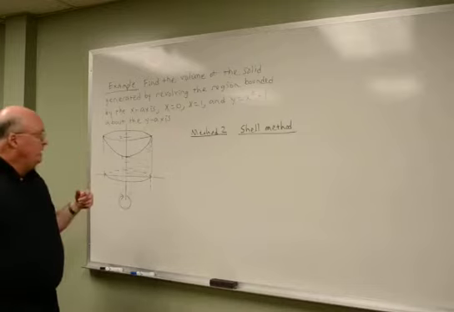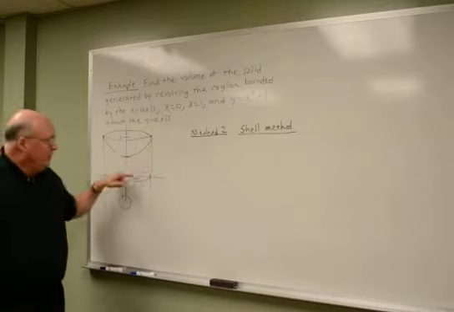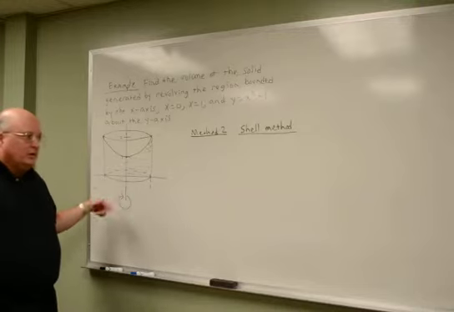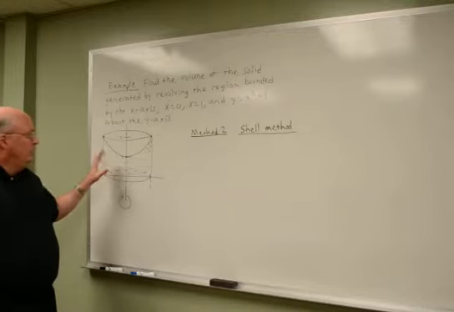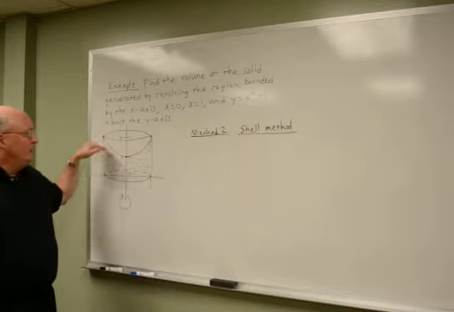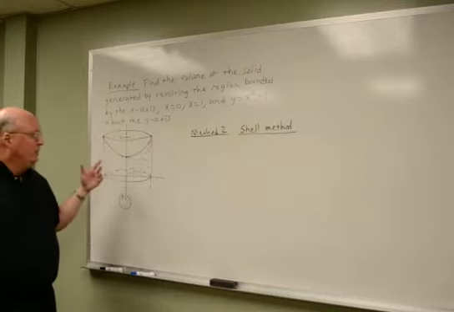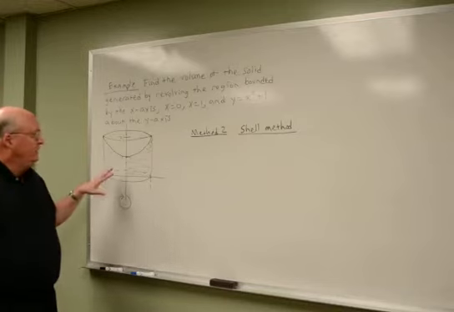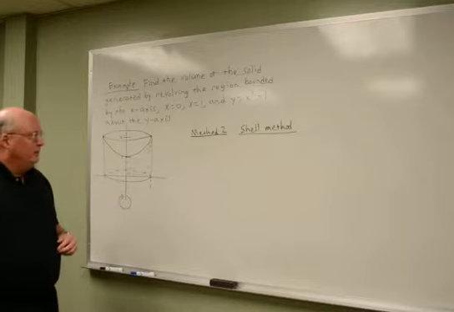So in the PinCast, we drew our region, we rotated it about the y-axis, we saw how it looked like a cylinder with a bowl cut out of the top, and then we went through a fairly complicated, not too bad, but fairly complicated way of finding the volume of that solid.